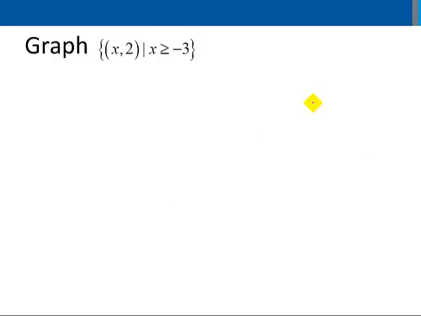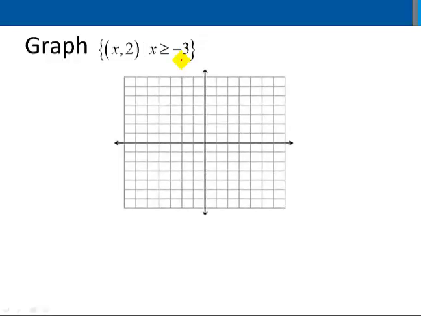Let's try graphing the relation, the set of ordered pairs (x, 2) such that x is greater than or equal to -3. To be included in this relation, x coordinates must be greater than or equal to -3. Some x coordinates that would be included in this category are x equals -3, x equals -1, x equals 0, and x equals 2. The corresponding y coordinates will be 2 for each of these, resulting in the points (-3, 2), (-1, 2), (0, 2), and (2, 2).